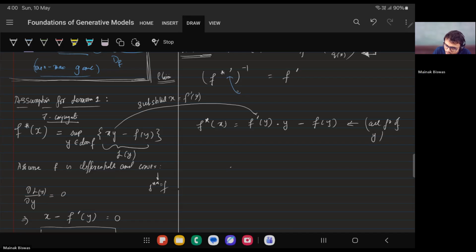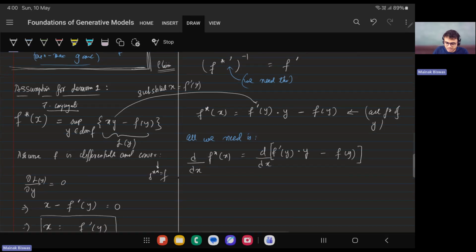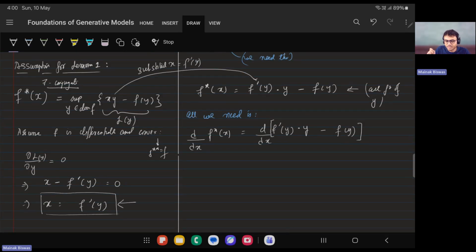We need this. All we need is d/dx of f star of x. So this is d/dx of f dash of y into y, and the whole derivative with this minus f of y. So now you'll tell me, okay, isn't it 0? I'll say no, because x and y are related by this operation. So x and y are related because we have this.